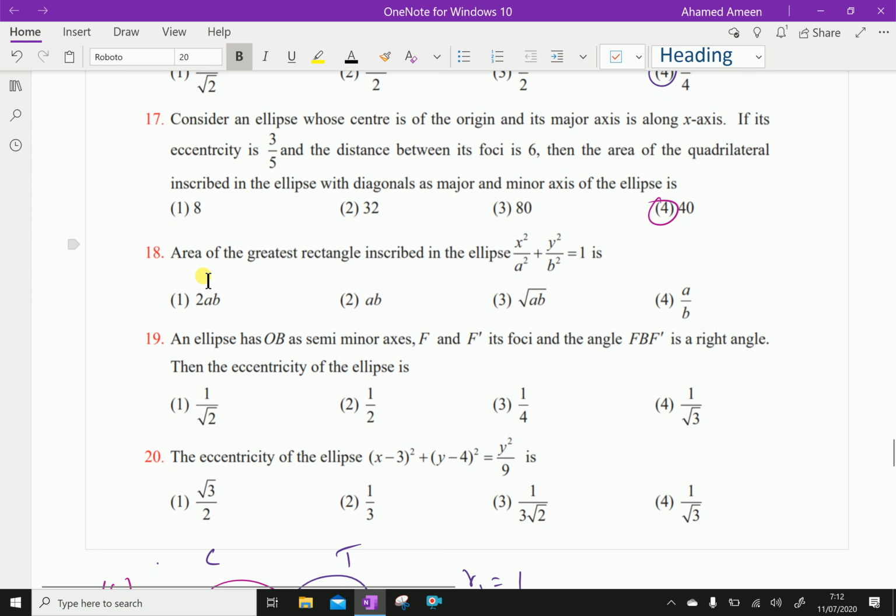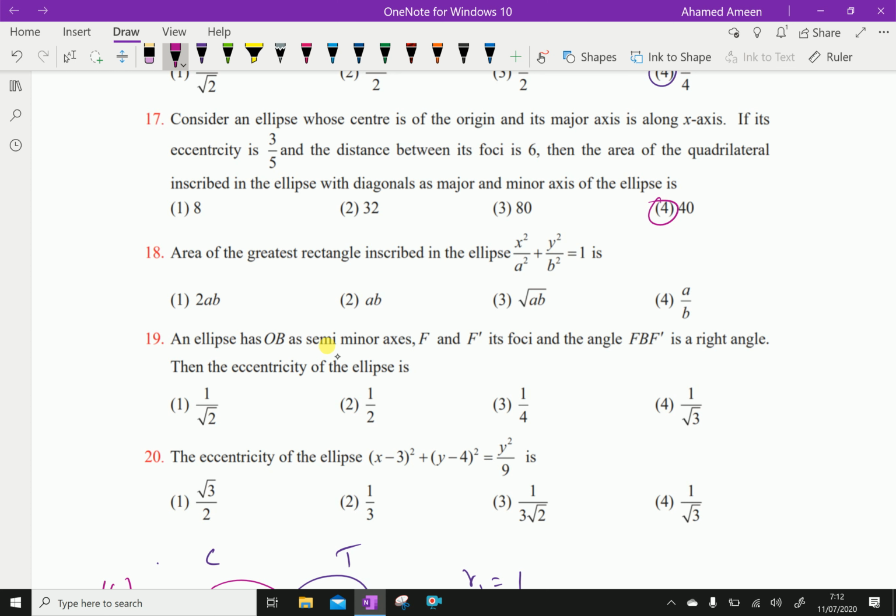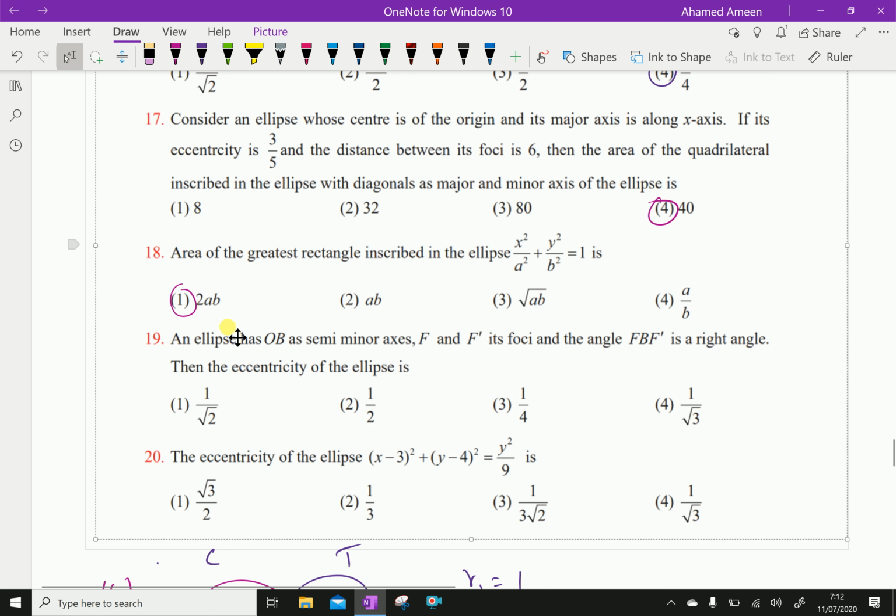Let us do Tamil Nadu Higher Secondary Second Year Maths Textbook Exercise 5.6, question number 18. Area of the greatest rectangle inscribed in the ellipse is. Here directly you can write the answer is 2AB. Here A and B are the semi-major and semi-minor axes respectively. The area of the greatest rectangle means that the major and minor axes must be the diagonals of the rectangle here.